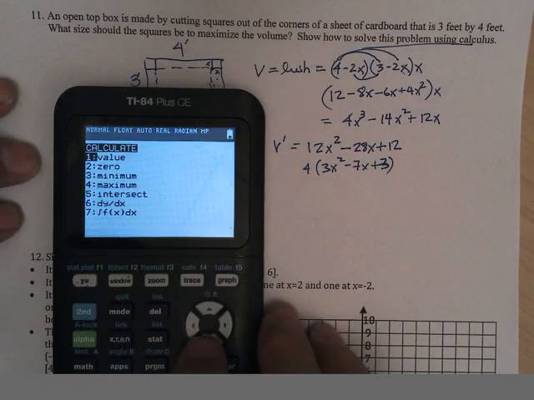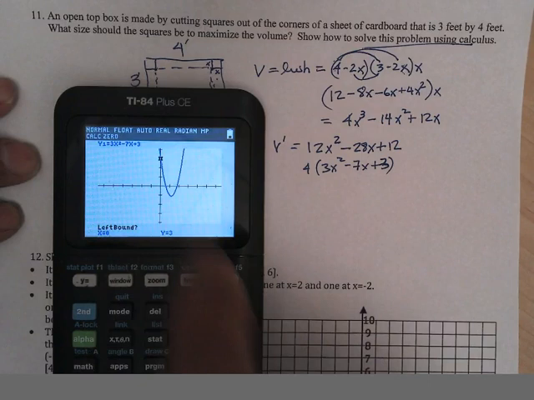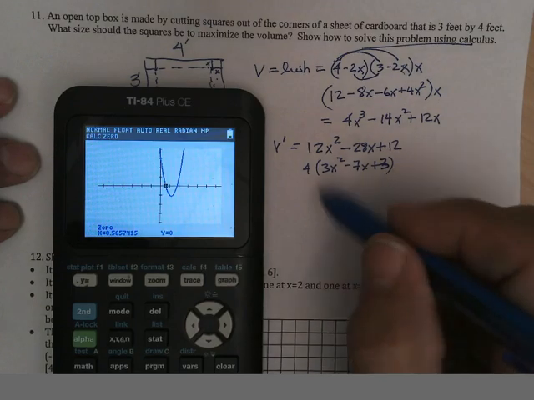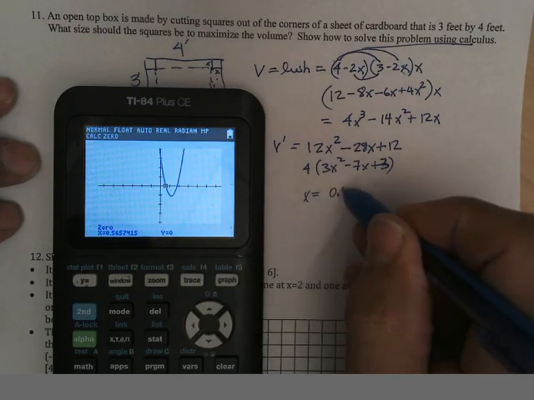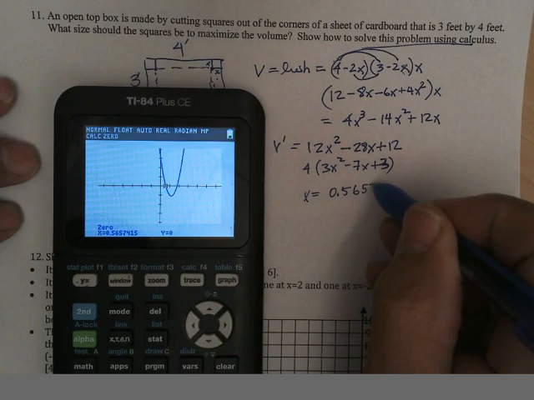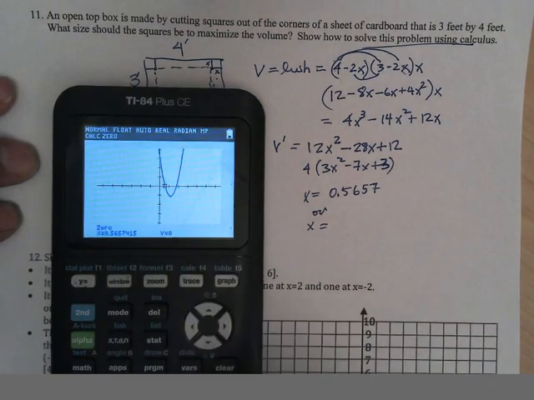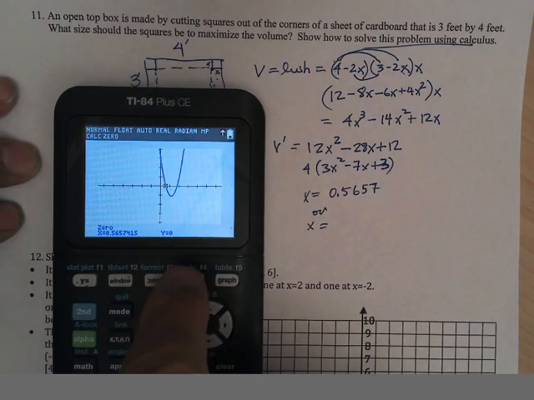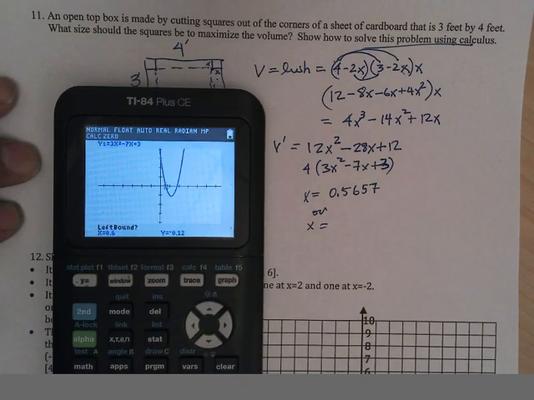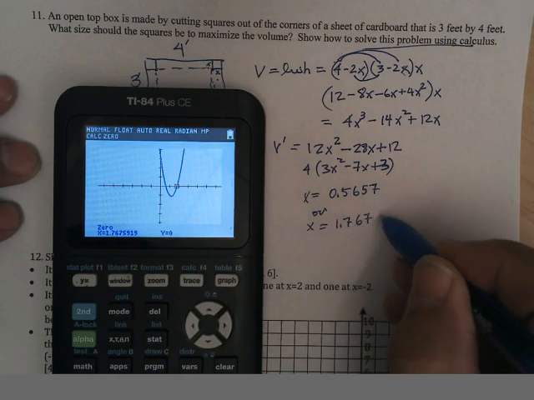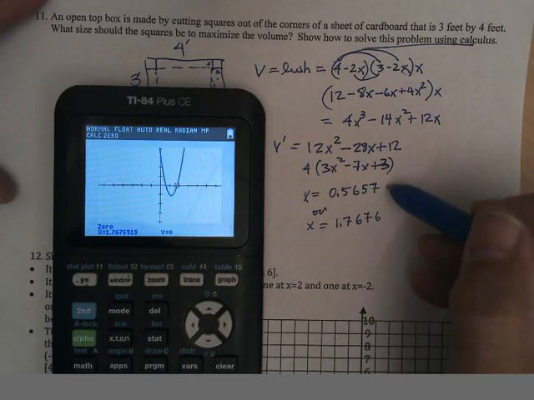Second, calculate the zero between 0 and 1. 0, enter, 1, enter, 0.5 is my guess. And it says x could be 0.5657, or x could be between 1 and 2. Second, calculate the zero between 1, enter, 2, enter, put in 1.5, and it says 1.7676, rounded, feet.